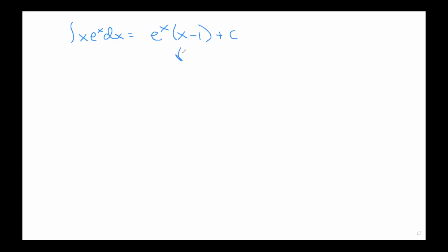So, sa'yo naman pag-check. First times 1, plus, then its derivative 1. And then x minus 1 times e to the x. So, e to the x plus x e to the x minus e to the x. So, therefore, cancel. So, tama. Pero unsa man mo gigamit nga technique? Integration by parts. Good.